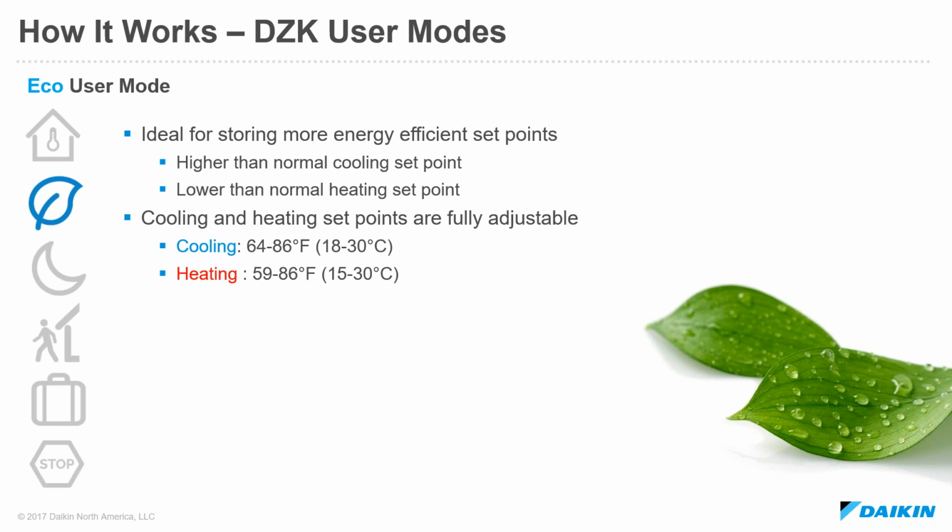I do want to point out what you don't see here in the eco user mode: the logic with which the DZK makes adjustments to the indoor unit's internal set point, and the logic with which it controls the zone outlets. It changes a little bit with the eco user mode, with the goal of essentially operating this system as energy efficiently as possible. So the idea is the user is storing more energy efficient set points, and the logic with which the DZK controls the indoor unit tries to optimize the efficiency of this system as much as possible.